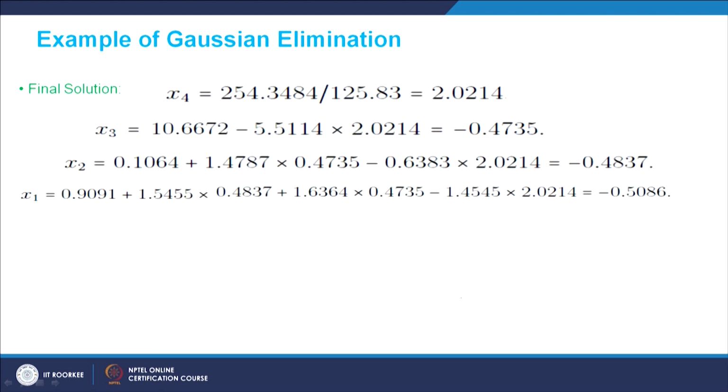Because x 2 is also now negative, this becomes plus, x 3 is also negative, so this becomes plus, but x 4 is positive, so this becomes minus. Once we do this calculation, we get this value. So these are the final solution. By this method one can easily solve any set of n cross n linear equations involving n unknowns.